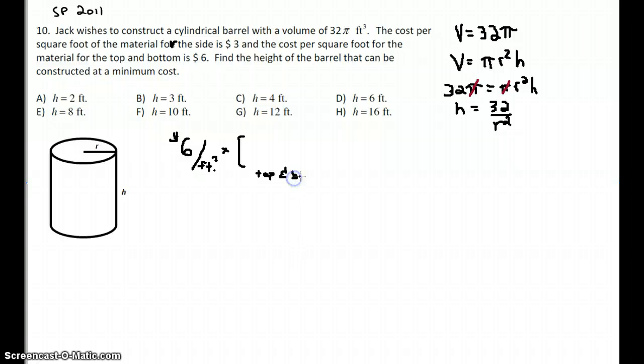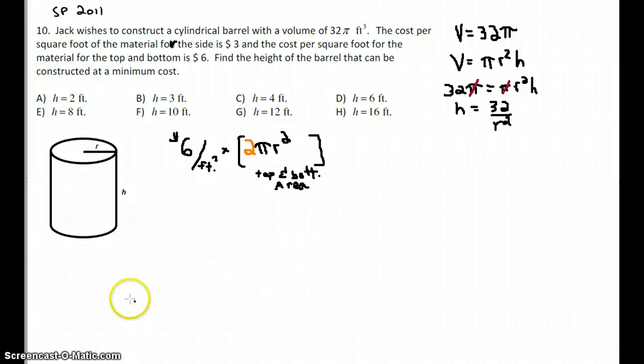and that's going to be pi r squared, two of them. Sorry, I put an h in there by accident. Yep, two of those pi r squareds. That'll be the top and bottom area, $6 per square foot. That'll be the cost in dollars.